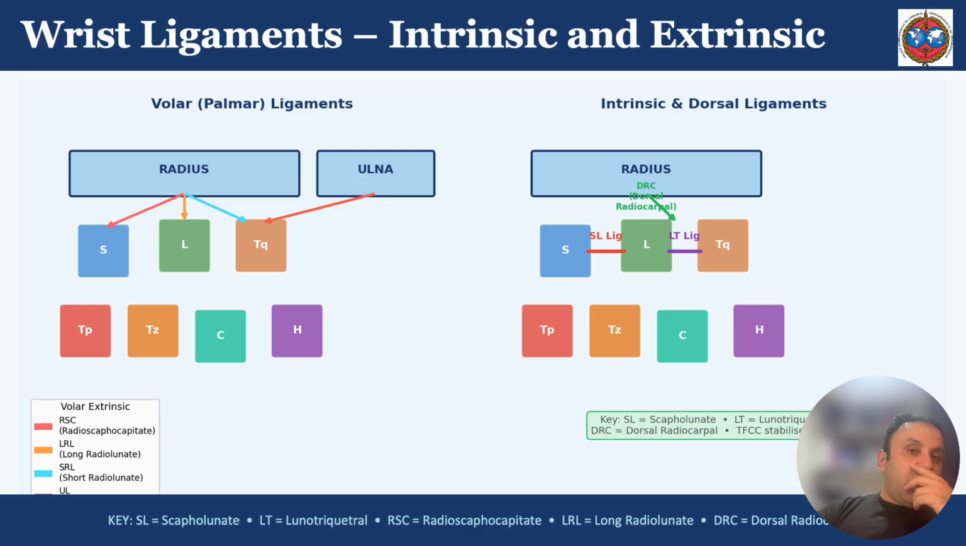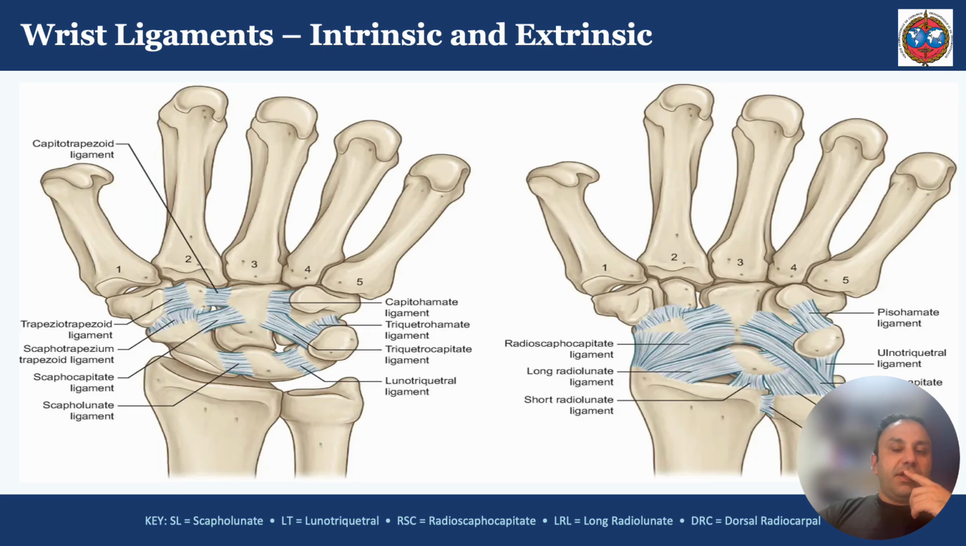We also have the long radiolunate ligament, which connects the radius to the lunate and limits lunate extension. We have the short radiolunate, which is the primary volar stabilizer as well. It's important to mention that between the RSC and the LRL there is a space called the space of Poirier, which is a naturally weak area through which perilunate dislocation occurs.